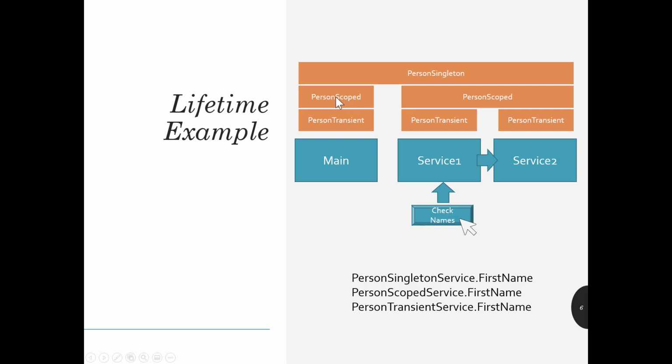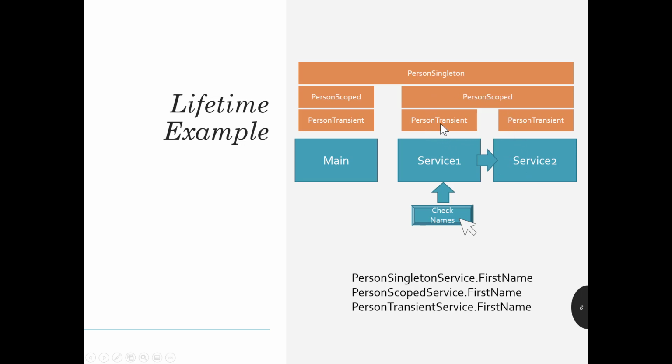For person scoped, we'll set a value here, and you'll see it printed when we print it out in the main method. But because service 1 now requests it and it's scoped, you won't see it when we print it out initially here in service 1, because the lifetime for this is per request, and once we click the check name, this is the request, and that's why I've drawn it this way. Now you will see it in service 2 because service 2 is part of this, and so whatever value we set in service 1, you're going to see it in service 2.